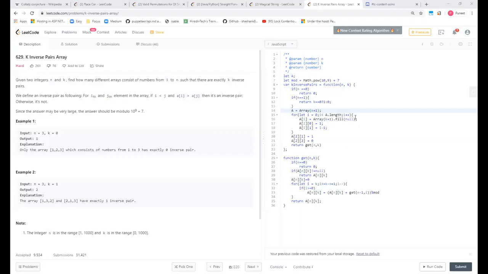Are you able to see the screen? No. Should be able to see now. Yes.